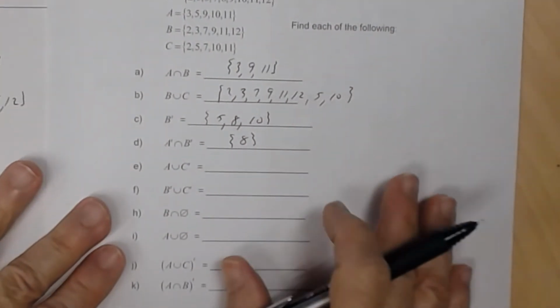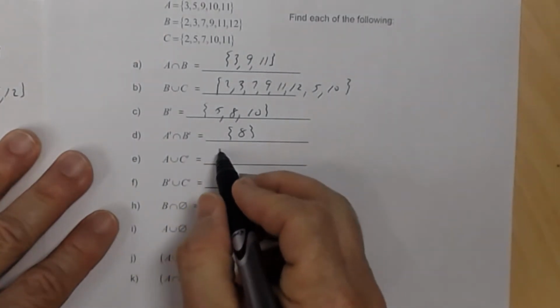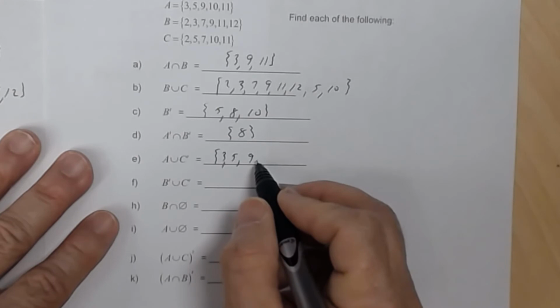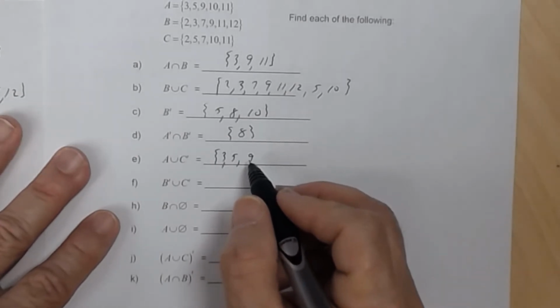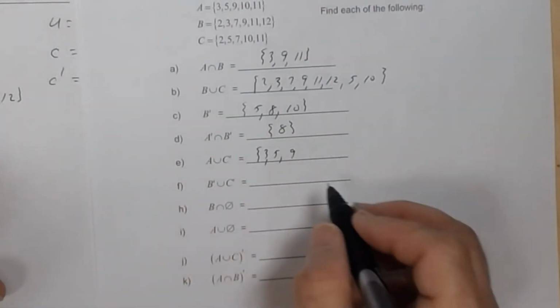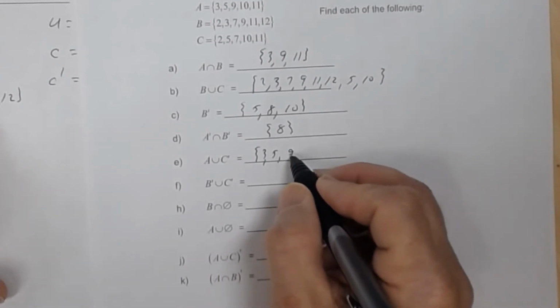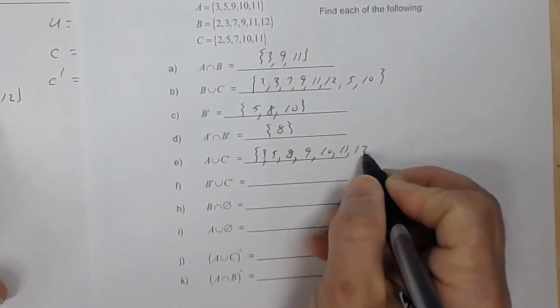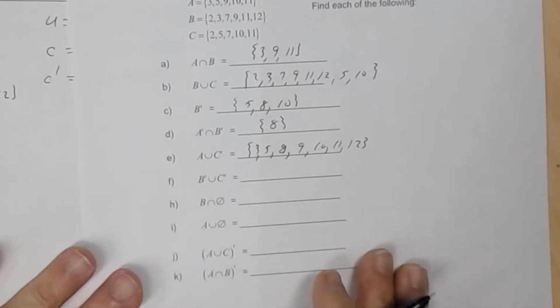So you're going to say 3, 5, oh, I forgot to put 8. Okay, I have 8. So I'm going to go ahead and list them in order: 3, 5, 8, 9, 10, 11, 12. I just went ahead and listed them in order.